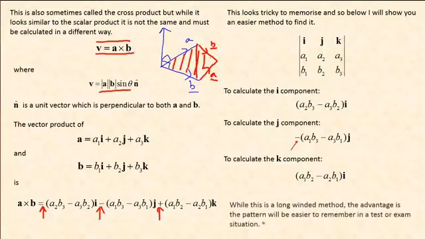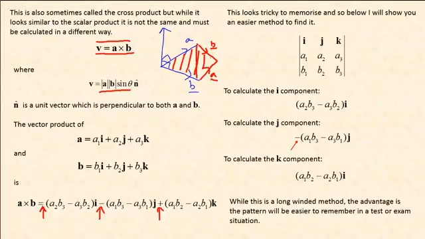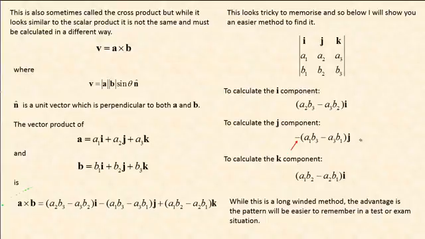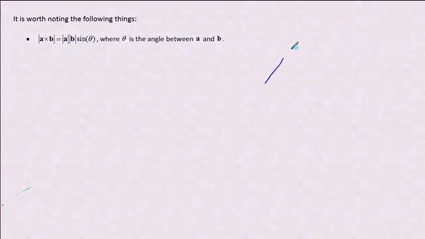So, as I just said, it seems a long-winded method. The advantage is the pattern's easier to remember in a test or an exam situation than trying to actually memorize this. It's worth noting the following things. Mod of A cross B is mod A mod B sine theta. We pointed this one out before, where theta is the angle between A and B. So I'll just go through that again.